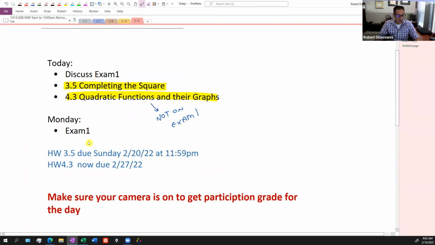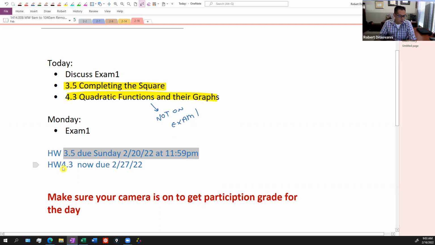I've made some changes to the homework due dates. 3.5 is due this Sunday. If you have any trouble with the 3.5 homework, refer to the homework solution video, because I go through the way it's done. The computer gives you a bunch of graphs and asks you to match the function to the graph and things like that. So if you're having trouble with that, just watch my video.